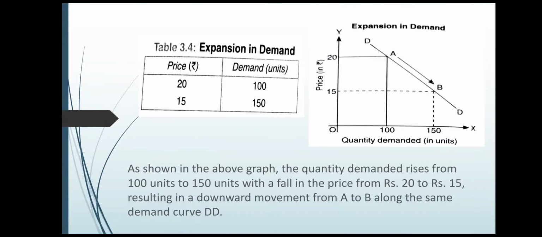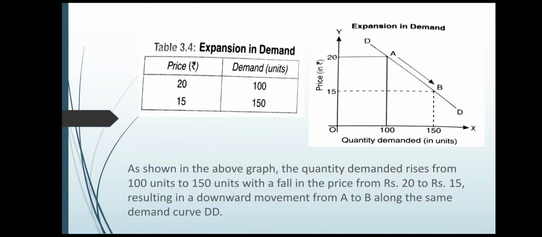So over here there is a schedule and a graph along with its description, which is going to show you how this expansion in demand takes place. So coming to schedule, there are two columns, price and demand. When the price is rupees 20, demand is 100 units. When price decreases to rupees 15, demand rises to 150 units. Okay, so over here in this graph there is a downward movement.